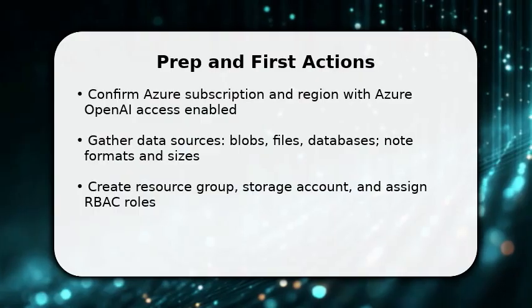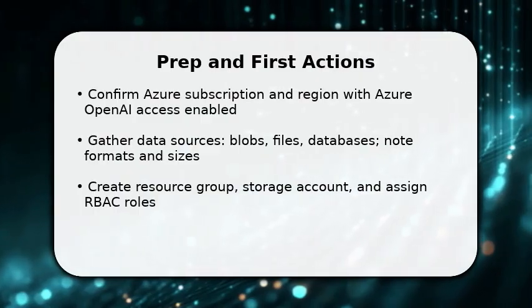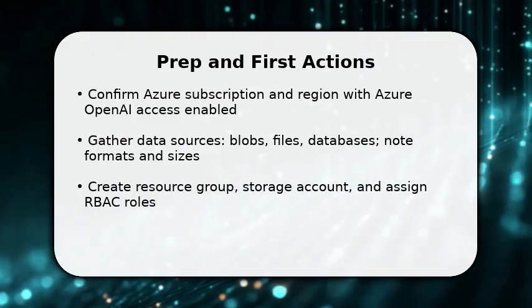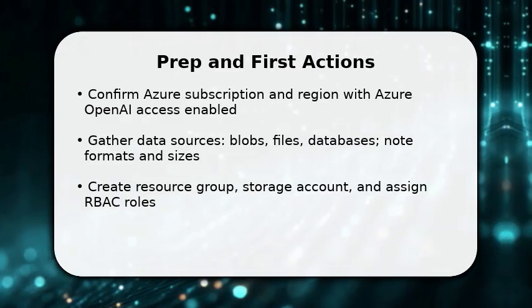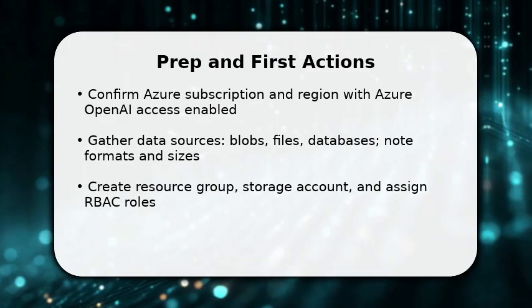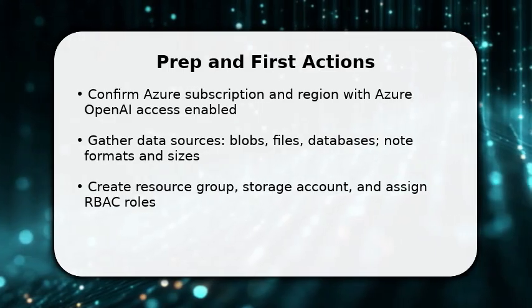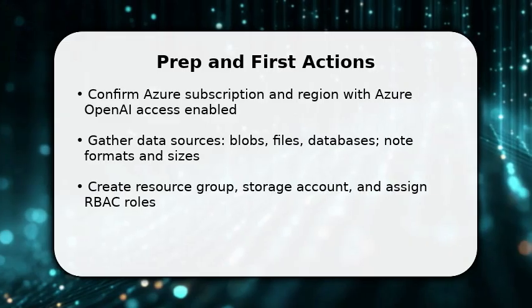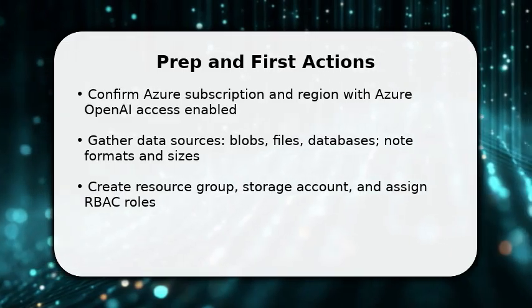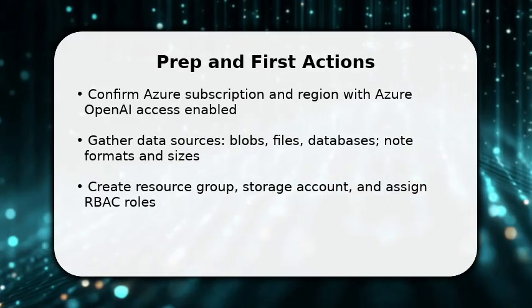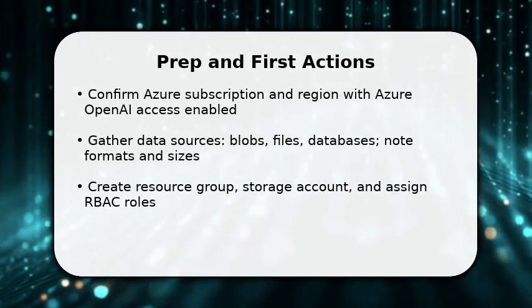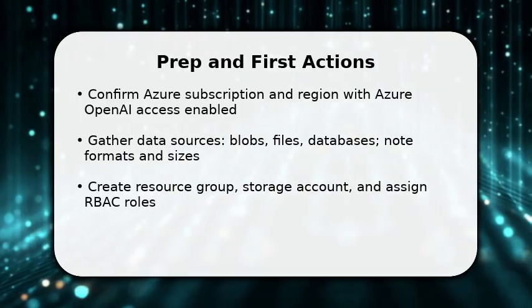You start by verifying your Azure subscription and that Azure OpenAI is available in your region. This matters because access can be restricted. Once confirmed, connect the storage where your data lives, blobs, file shares, or a database, and note formats and sizes so indexing is efficient. Create a resource group, provision a storage account, and give yourself the right RBAC roles. This prevents permission gaps later.